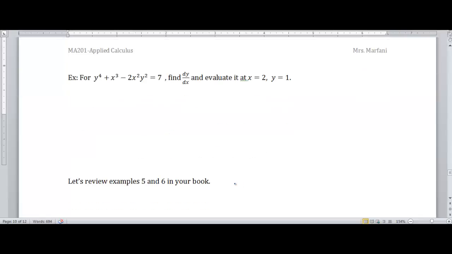Let's do an example. Okay. So we have here y to the 4th. So this is my function, and I need to take the derivative of this with respect to x. That tells me the derivative of both sides. The derivative of y to the 4th is 4y cubed. Don't forget the dy/dx. Plus, what's the derivative of x cubed? 3x squared. Do I need to write dy/dx here? No, because I did not take the derivative of y. I just took the derivative of x.